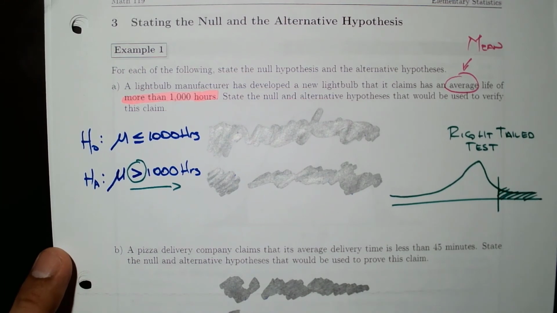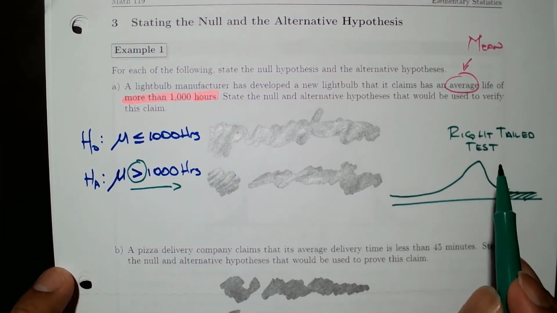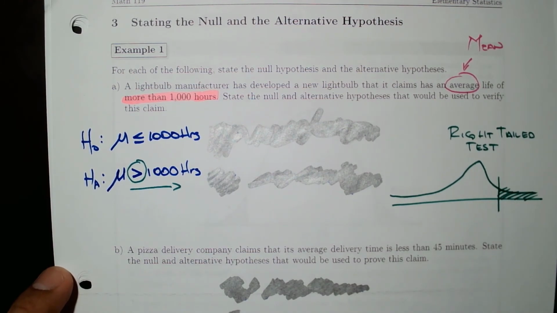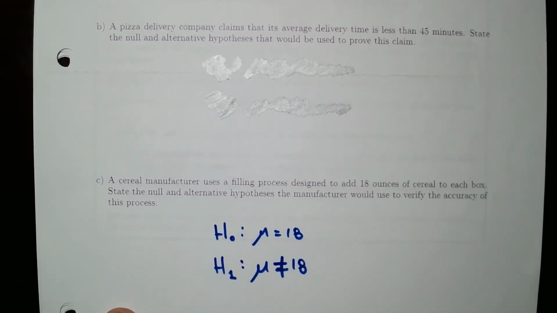So if you look at this, well, what do you mean by right-tailed test? Well, you'll see. For now, let me just give you the picture, and everything will make more sense as we move on through this chapter. Let's look at another example.